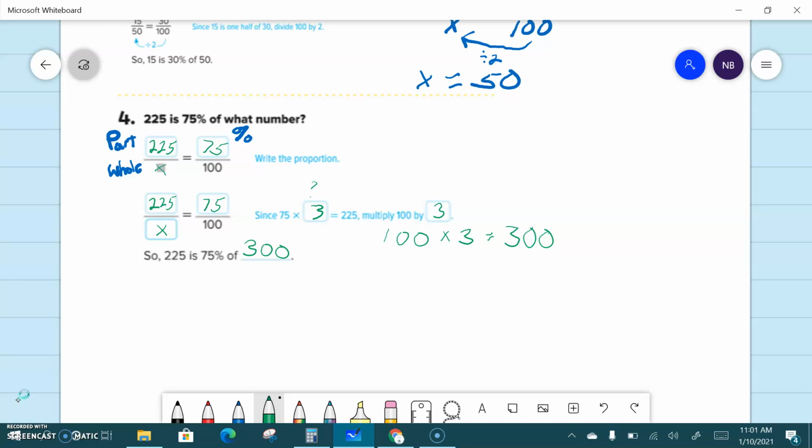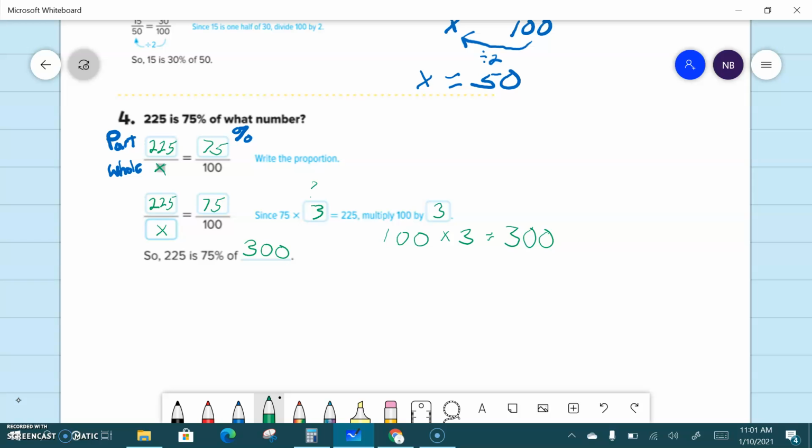Okay, so I filled in 225 is the part. What number is your whole? So that is what we're trying to find, okay? Which in this case, I substituted an x in here. We're going to find out what x is, okay? All right, so let's clear it up here a little bit. We have 225 over x equals 75 over 100, okay?